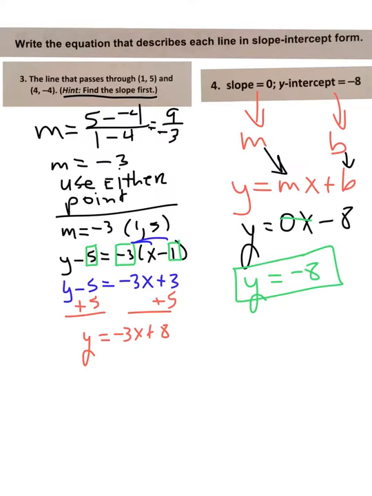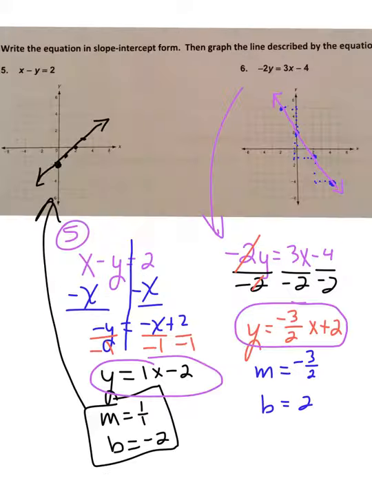On number 3 and number 4, again on number 3, you have 2 points. You have to find the slope first. Then I used a point and the new slope to put them in point slope form, and then you just follow the order and solve for y. On number 4, it gave you a slope of 0, y-intercept of -8. You plug it in to your slope-intercept form. The 0 times x cancels out, and you're left with y is equal to -8.